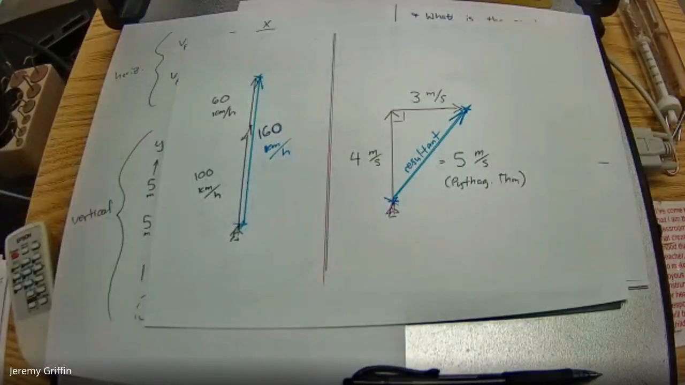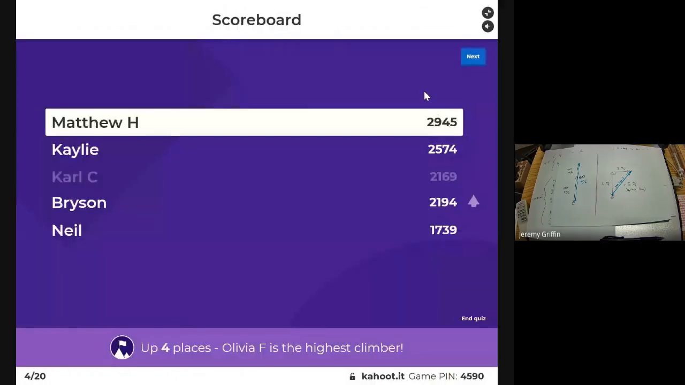All right. So we're doing points. Got Matthew, Kaylee, Bryson, Carlo, Israel.